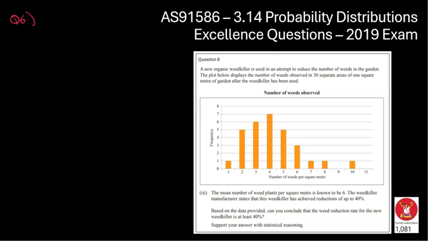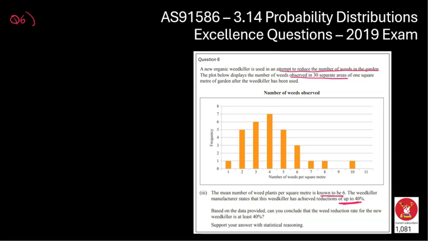So we've got some organic weed killer. It's attempting to reduce the number of weeds in the garden. That's really important for this particular question. The plot below, so this is the plot they're talking about, is basically just a graph of the observed data from 30 separate 1 square meter areas. And the key thing to note is after the weed killer was used. The mean number of weeds per garden was known to be 6. That was from the previous question, so I'm guessing that was before the weed killer was used. The weed killer manufacturer states that the weed killer can achieve reductions of up to 40%.